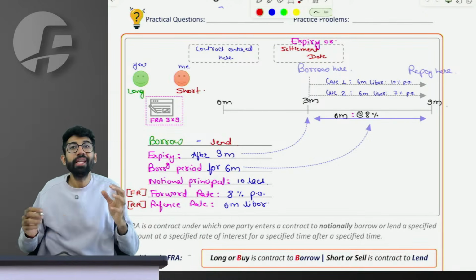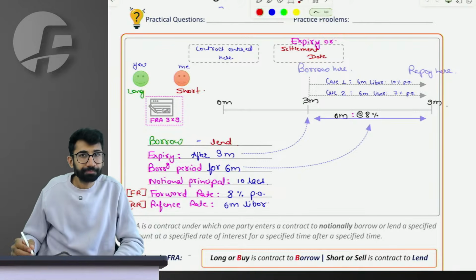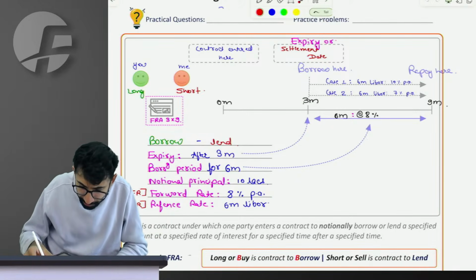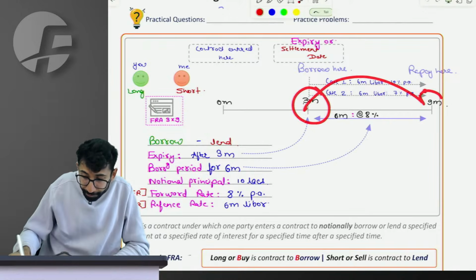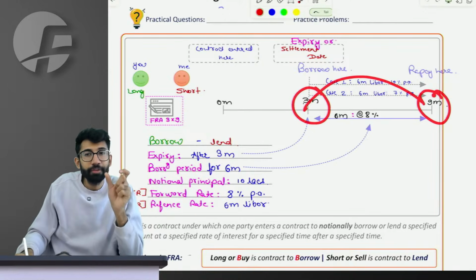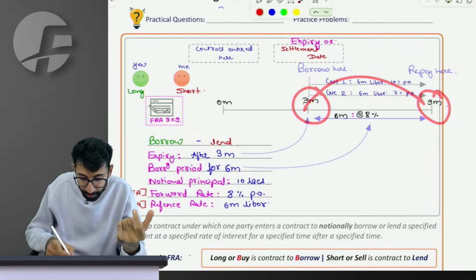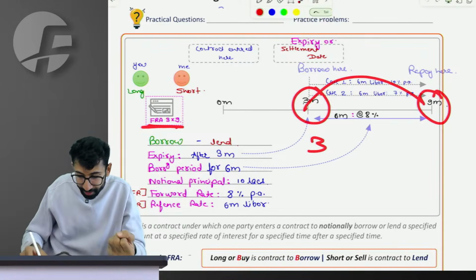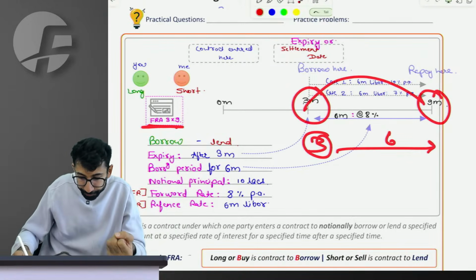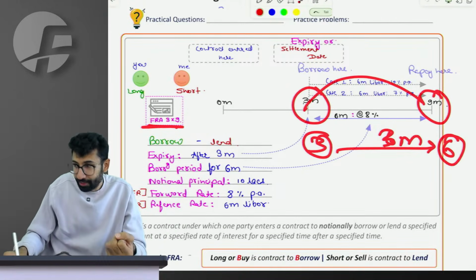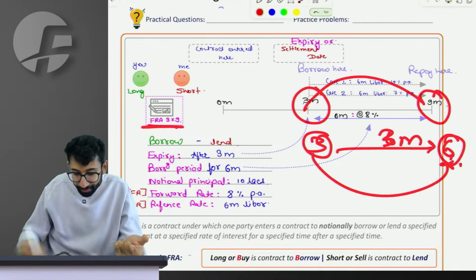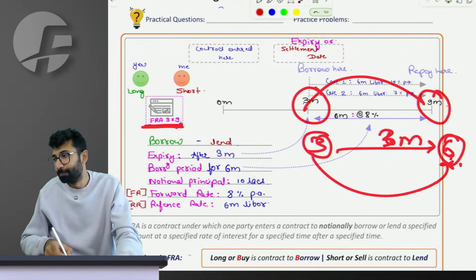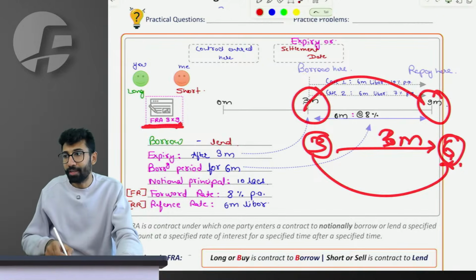Sir, every FRA has a name. This is a contract to borrow after 3 months for a period of 6 months, which means the borrowing will continue from 3 to 9. This is called FRA 3 to 9. Sir, if it is after 3 months for a period of 3 months, then it will be called FRA 3 by 6. That's how an FRA is named.